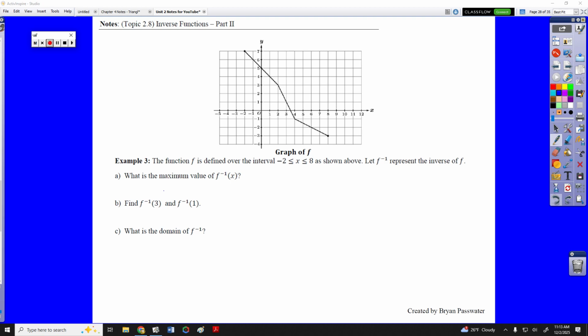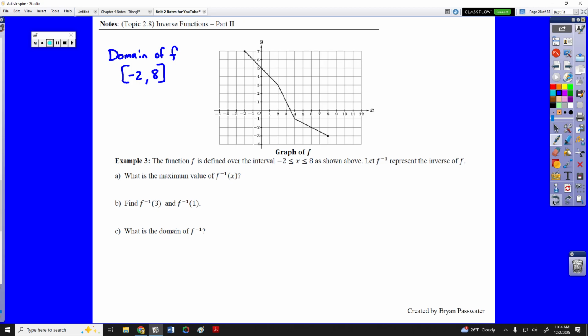Example 3 says the graph of function f is defined over the interval -2 to 8 as shown in the graph above. Let f inverse represent the inverse of f. We're going to try to do this with a little bit less preparation this time. We're simply going to state the domain and the range of f. Starting with the domain of f, we know that already. It was told to us in the problem. It is the interval -2 to 8. This is your domain, shown right there in the problem.